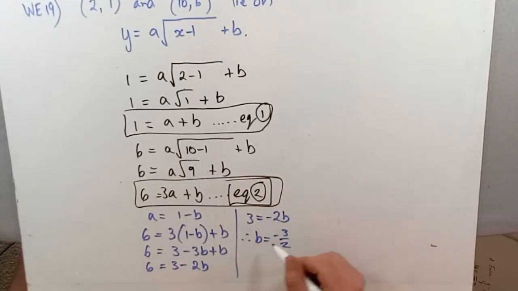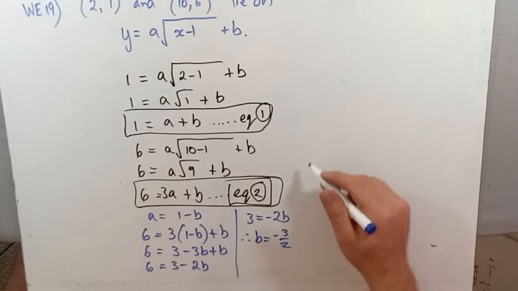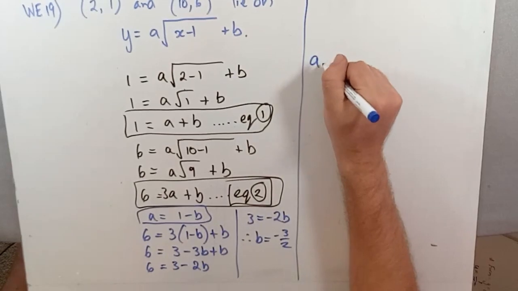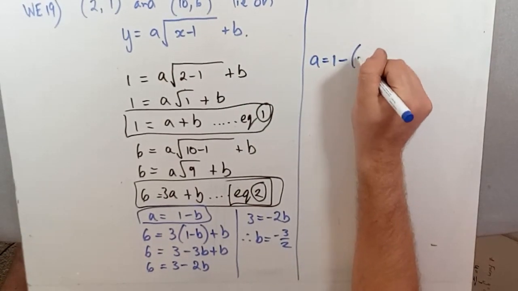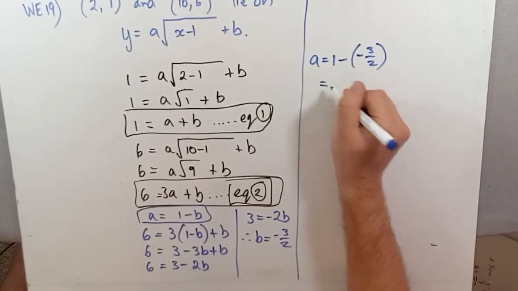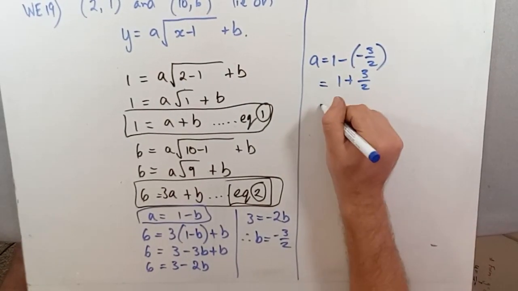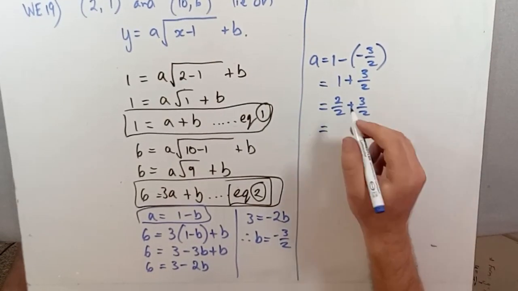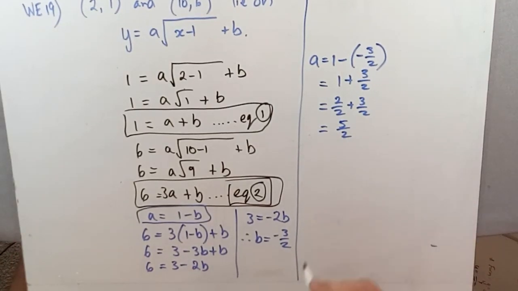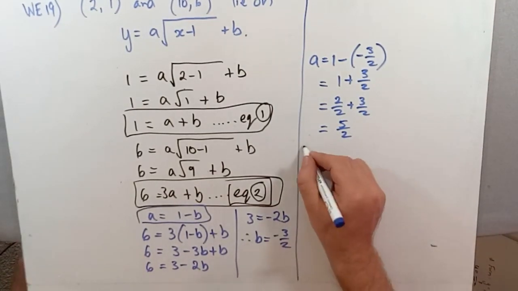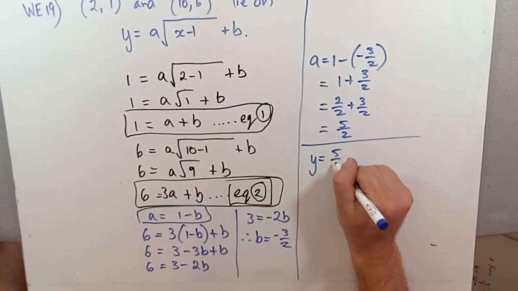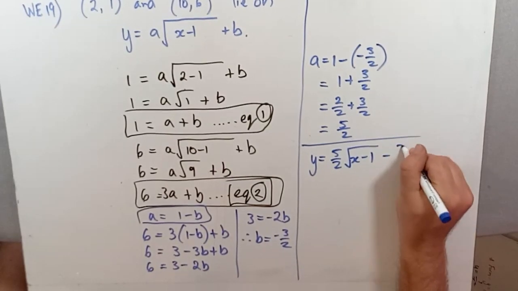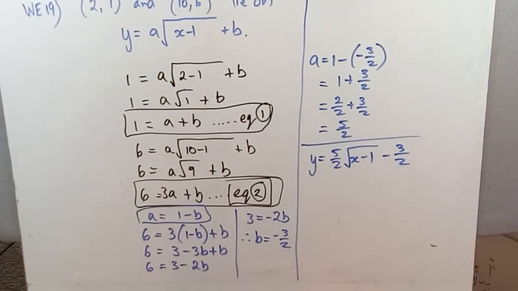Okay, so once I've got b, I can substitute it back into this one to find a. Here we've got a equals 1 minus b, which is 1 minus negative 3 on 2. So 1 plus 3 on 2, which is 2 on 2 plus 3 on 2, equals 5 on 2. Fantastic. So now I've got my equation: y equals 5 on 2 times the square root of (x minus 1), minus 3 on 2. Finished.